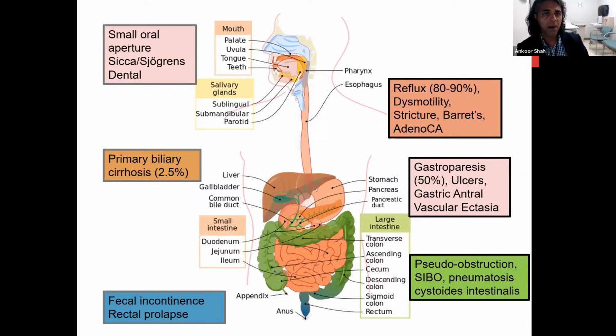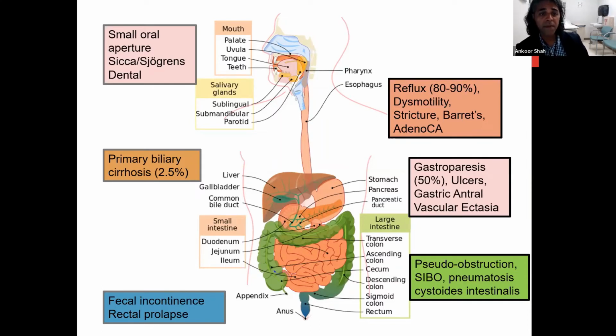It starts at the mouth, and that actually includes having a small oral aperture due to skin involvement. They may have sicca or Sjogren's syndrome or dental disease. And if food can't easily get from the mouth to the esophagus, you're already going to have problems swallowing if there's involvement of the esophagus later on. It can involve the stomach and lead to gastroparesis. It can lead to gastric antral vascular ectasia, as well as ulcers.